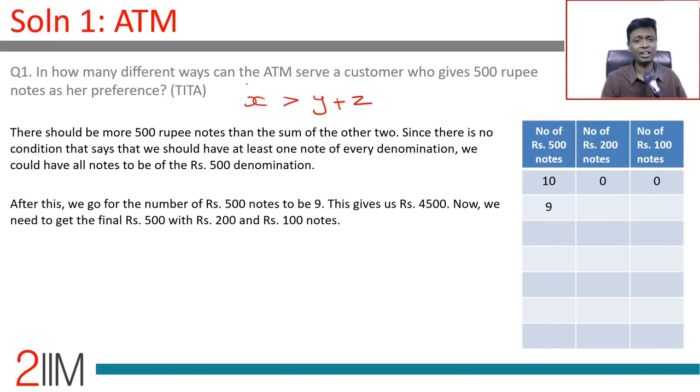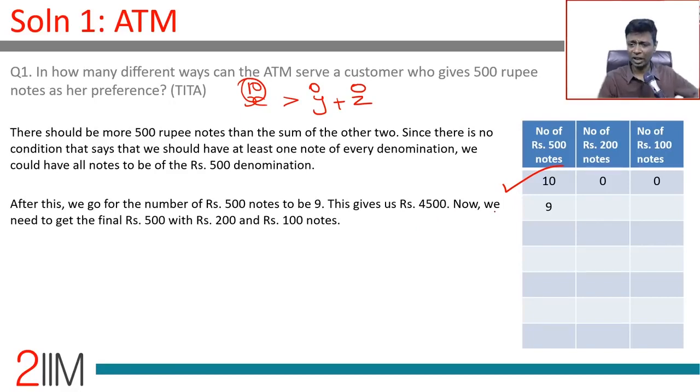There are 10 500 rupee notes. This is 0, this is 0. That will work. So all 10 could be 500 rupee notes. That's a preferred note. That means the number of 500 rupee notes is greater than the sum of 200 plus 100 rupee notes. The total adds up to 5,000. We are good to go. So we know that 10, 0, 0 works. We're going to go step by step from there.